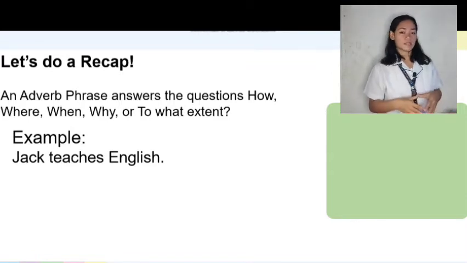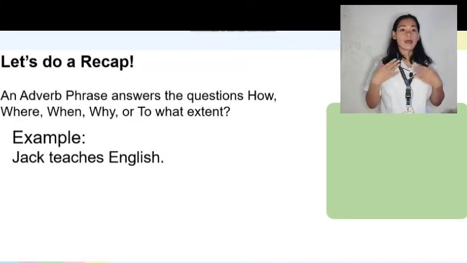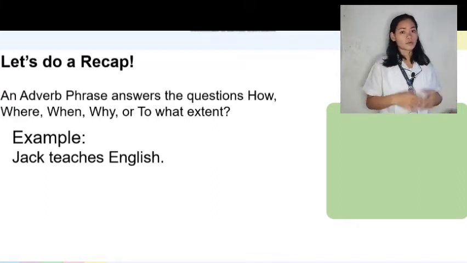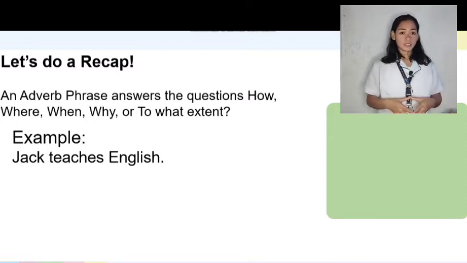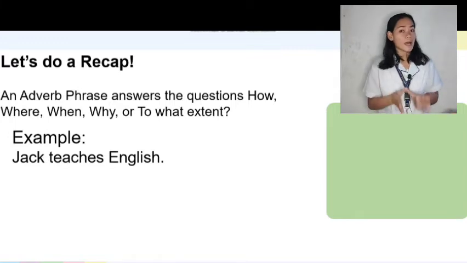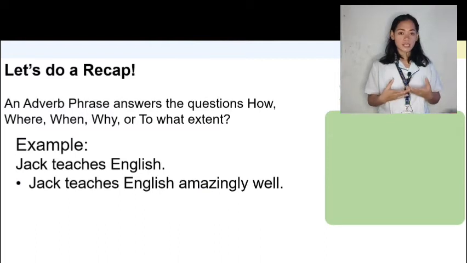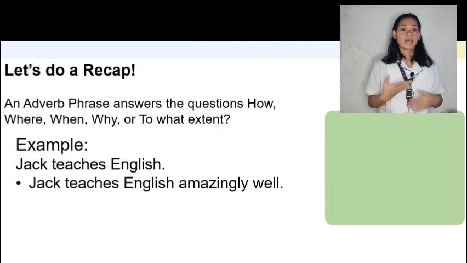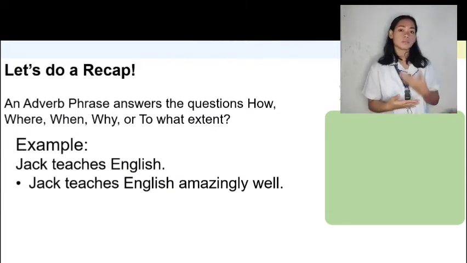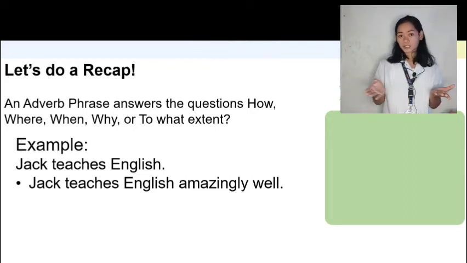What is an adverb phrase? Adverb phrase is a group of words that functions as an adverb. It answers the questions how, where, when, and why, or to what extent. For example, Jack teaches English. Now, if I want to tell you how Jack teaches English, I'll say, Jack teaches English amazingly well. So, amazingly well is the adverb phrase here because it gives us information. How does Jack teach English? He teaches amazingly well.